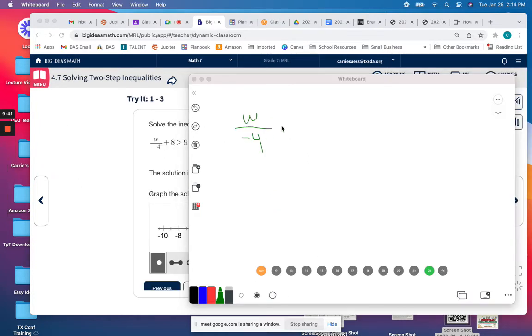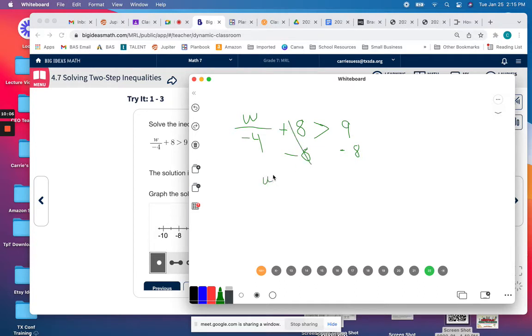Okay, this is help on number 3. W over negative 4 plus 8 is greater than 9. Okay, so what am I going to move first? 8. Yes. Am I going to say plus 8 or minus 8? Minus 8. Very good. So subtract 8 from both sides.